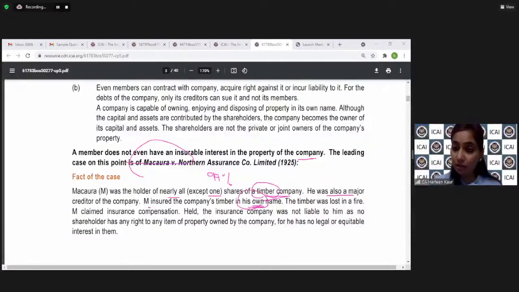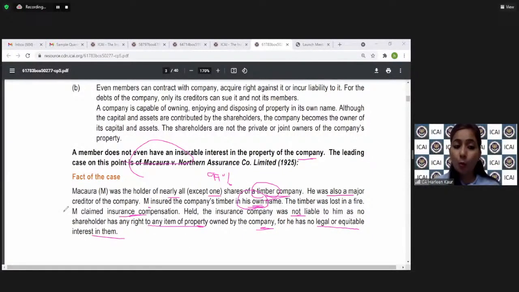So when he went to the insurance company and this timber was lost in a fire, he said to the insurance company, please pay me the compensation because all the timber of the company has been lost. The insurance company said, I am not liable to you because a shareholder has no right on the items of the properties which are owned by the company, because you have no legal and equitable interest in them.